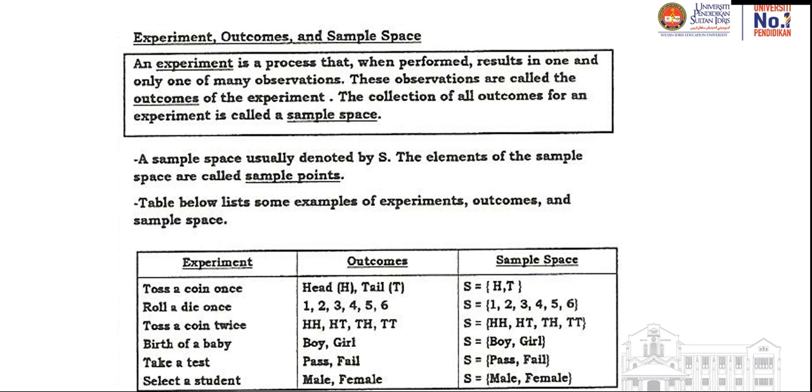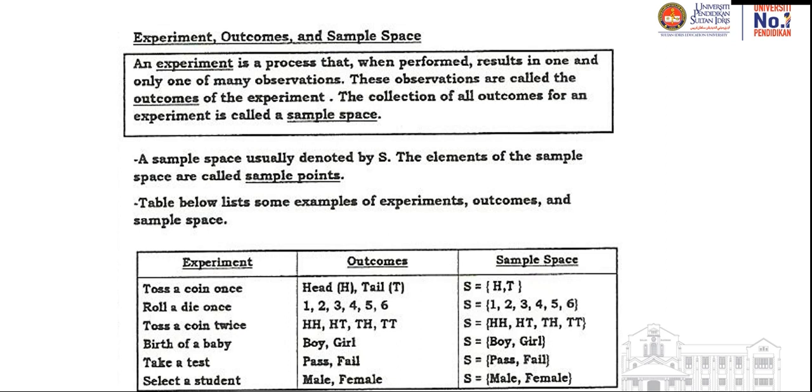Okay, I repeat: we have an experiment, and from the experiment we have the results. The results we call outcomes, and the collection of outcomes we call a sample space. The notation we use is capital S, and the elements of the sample space we call sample points.